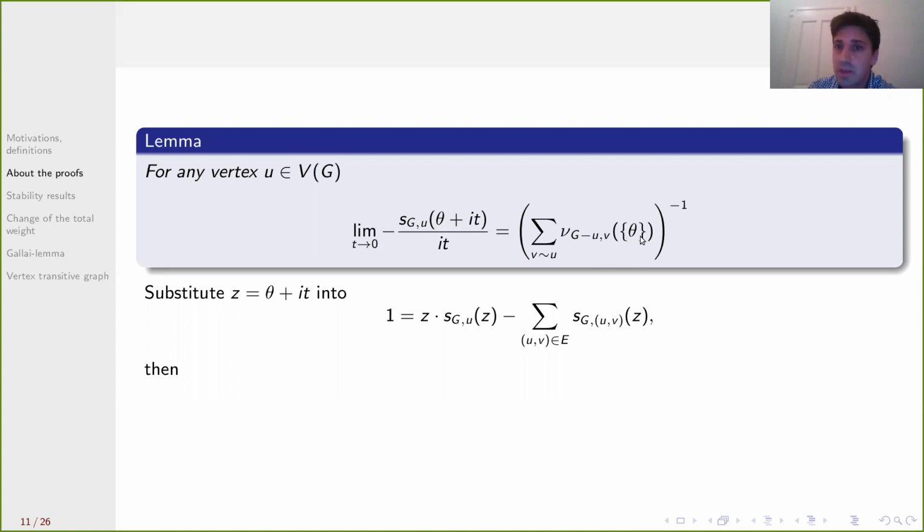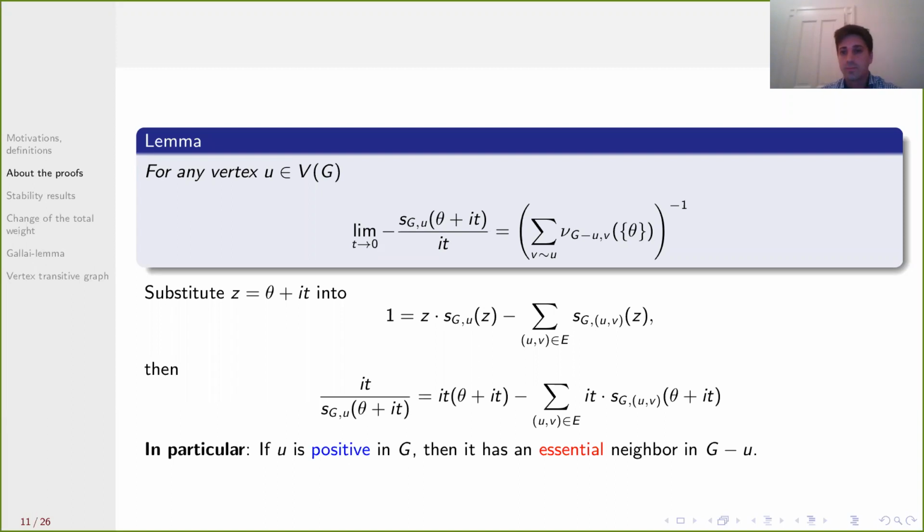But what does it mean? It means that u has a neighbor v such that v became essential after we deleted u. So this is the meaning of positivity. Positivity means that if you delete it, there will be a neighbor who will become essential. And the proof of that is simply that we have to use the previously mentioned lemma. We just put theta plus it, and everything will work out by taking limits on both sides.